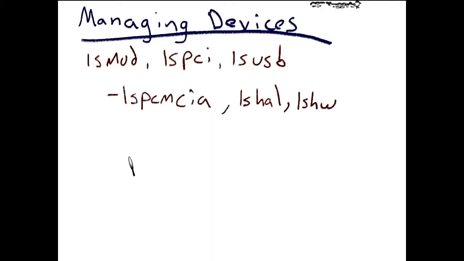Now, I know what you're thinking. Whoa, Sean, what's with the extra commands? Well, along with lsmod, lspci, and lsusb, there's also things like lspcmcia, lshal for the hardware abstraction layer, and lshw for hardware. All of those will show you different things about the current things in your system. Showing all of them in real time would just take more of your time, so go ahead and play with those, and they all show different aspects of the running system.